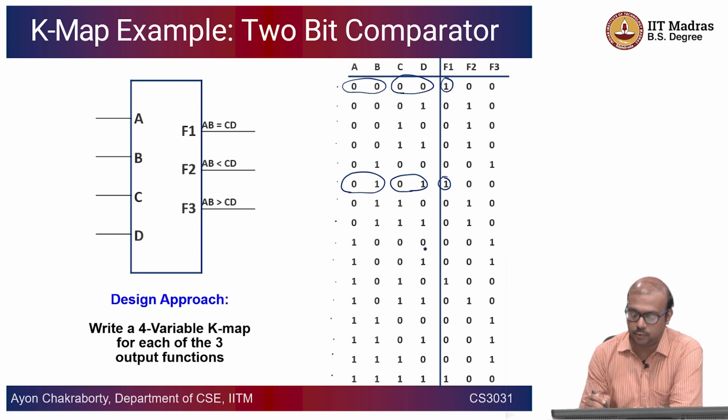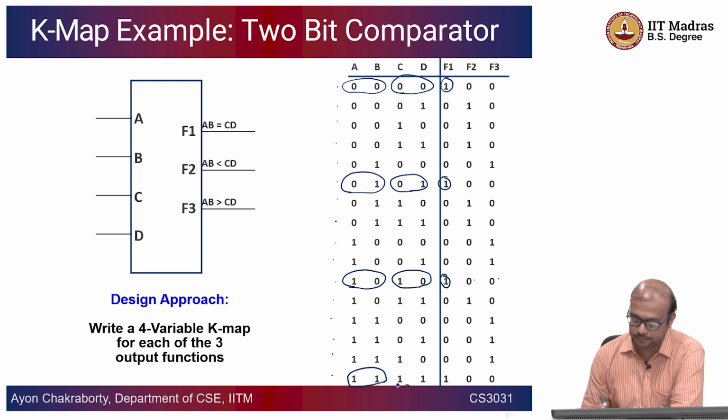Similarly, if you go to 2, AB is 2, CD is 2, F1 is triggered. The others should not be triggered because those conditions do not arise. Similarly, when they are 3 again, we have the same thing.